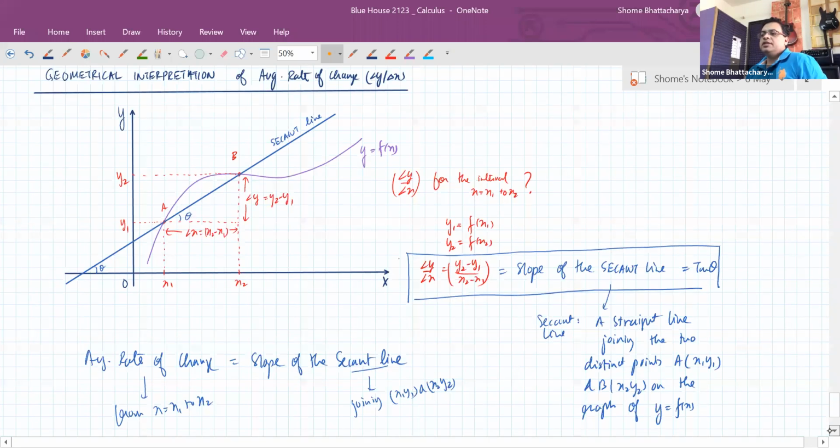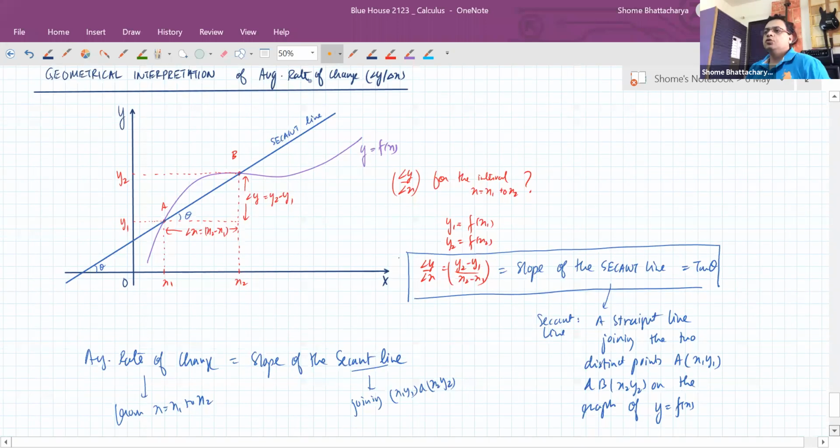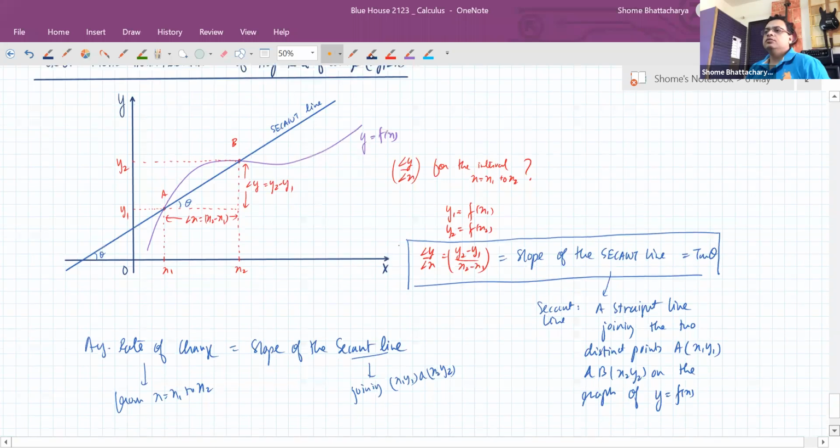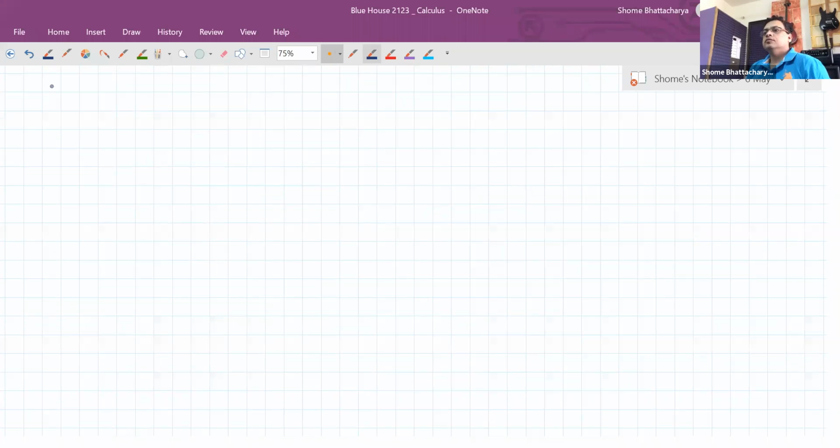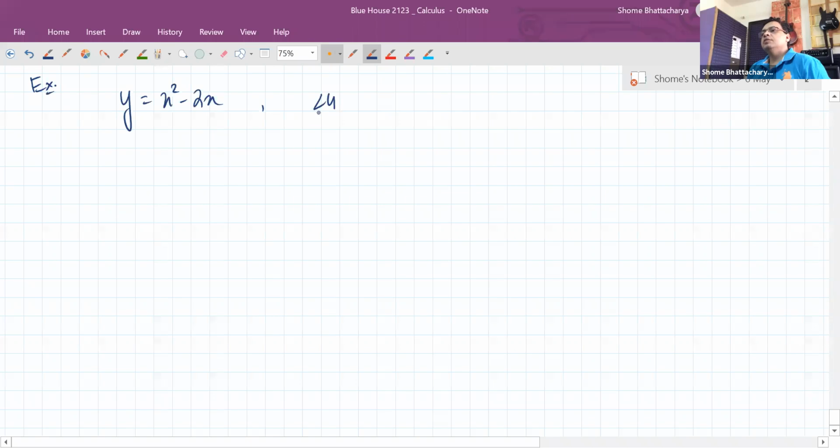Okay, so as an example, let's go back to the question we had just done. We had the function y is equal to x square minus 2x, and we wanted to find out delta y by delta x from x equal to 0 to 1, and the second part, 1 to 2. So first of all, let's see how we draw the graph of the function y is equal to x square minus 2x.